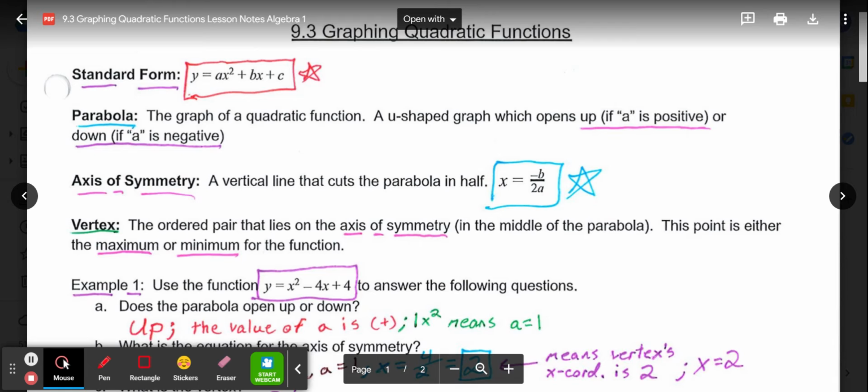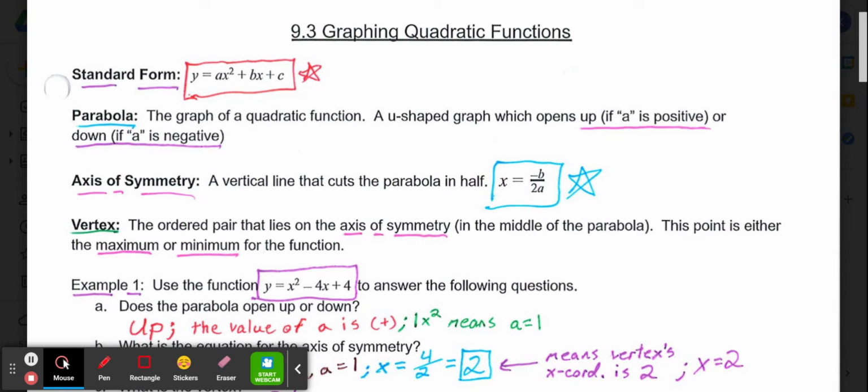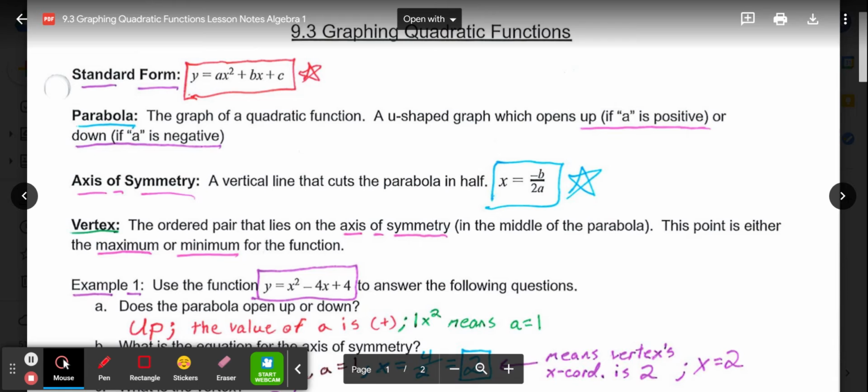Now, if we move on from our standard form, the next term we need to be aware of is a parabola. And a parabola is the figure that we get when we graph a quadratic function. It makes a big U shape, which opens upward if a in our formula is positive, and if a is negative, it's an upside down U. So it's opening down if a is negative. So your graph, a parabola, looks like a big U or an upside down U.